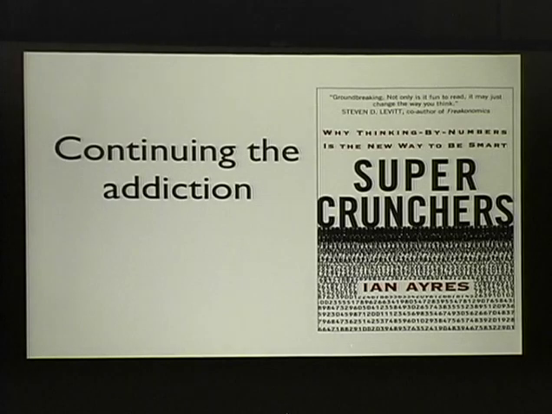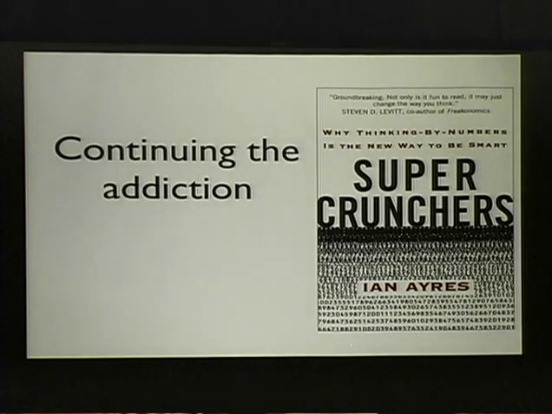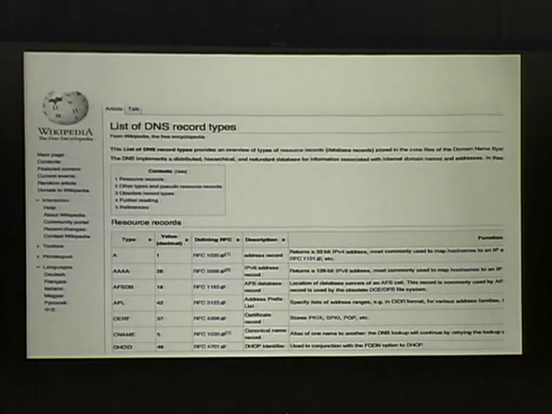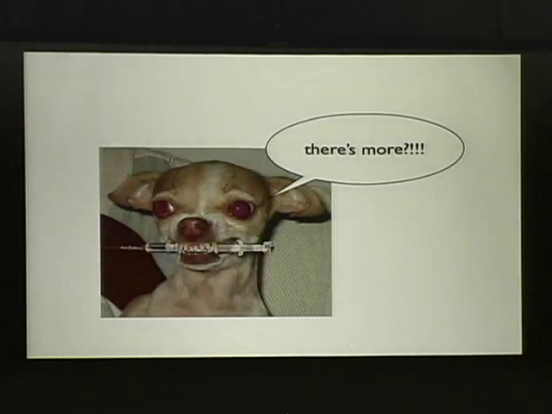Continuing the addiction. All right, anyone ever read this book? It is awesome. It's about number theory, how once you get enough data, the outliers don't matter anymore, and it's actually more important information. It's a great book. Anyone who does large data set analysis, you gotta read this book. This is an amazing book. And I got addicted to data, like everybody else in here. So anyone know how many different record types there are? I started with pointer records and said, there's more.